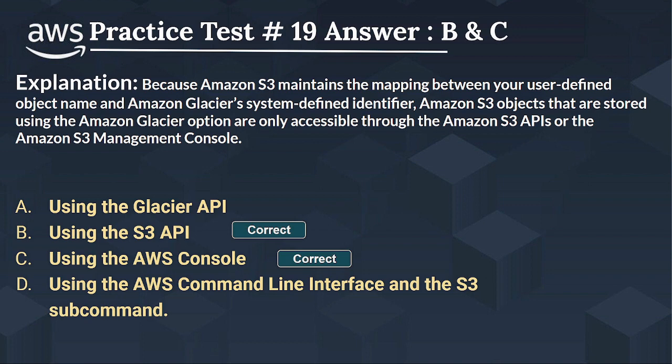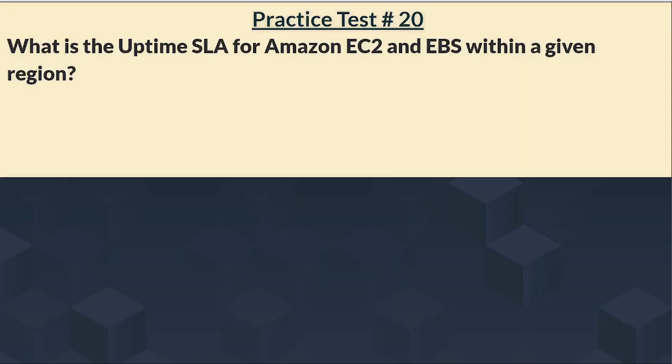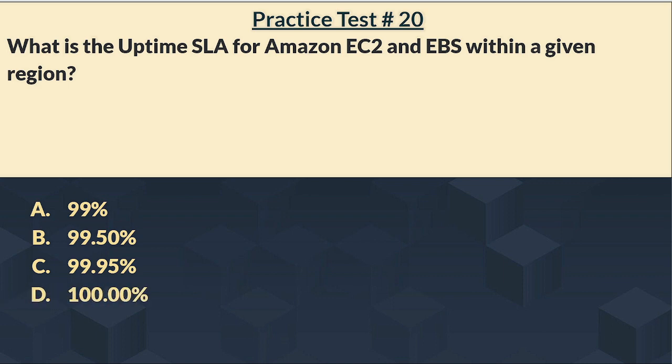Question is: what is the uptime SLA for Amazon EC2 and AWS within a given region? So the options are: option A, 99%. Option B, 99.50%. Option C, 99.95%. Option D, 100%. Please select your answer in the next 5 sec.